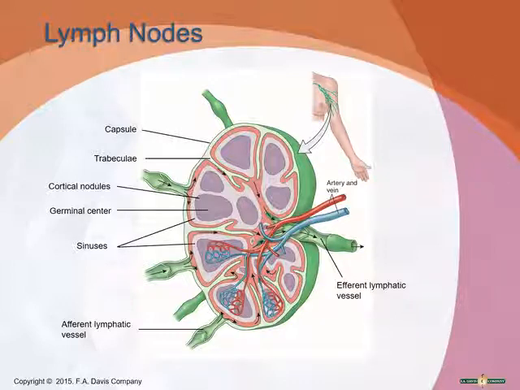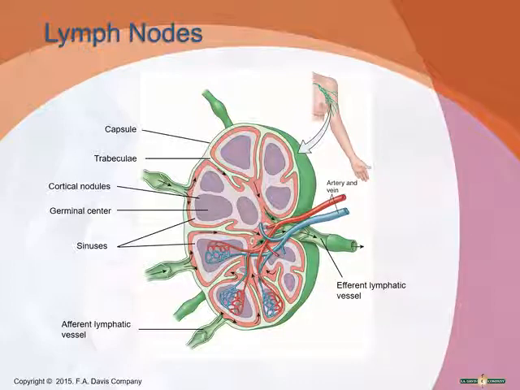There is a capsule that encloses each lymph node. It's a fibrous tissue. And then connective tissue called trabeculae extend into the node, dividing it into compartments. These compartments are called cortical nodules, and these are filled with lymphocytes. There is a less dense area at the center of these compartments. This area forms and releases lymphocytes when an infection is present.